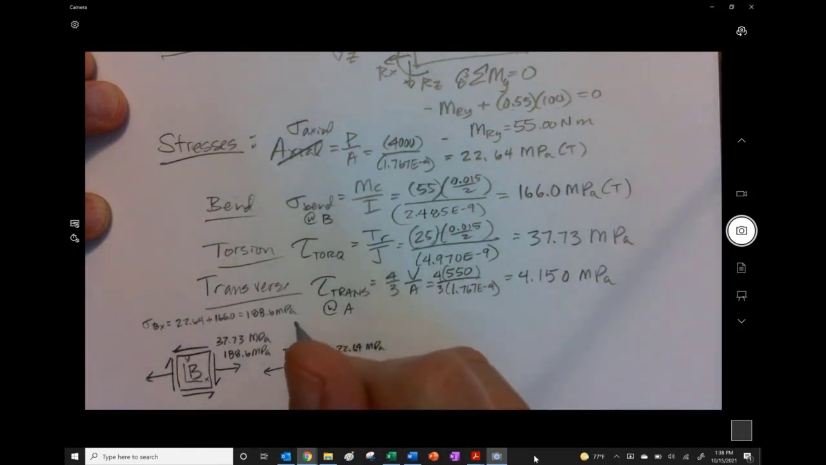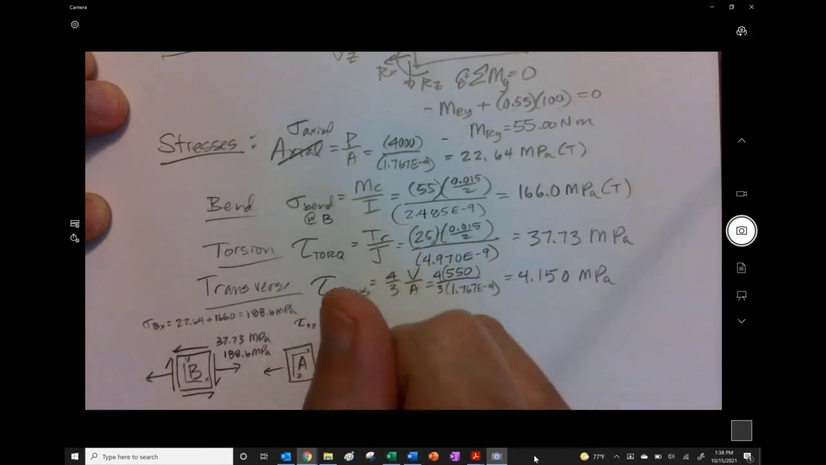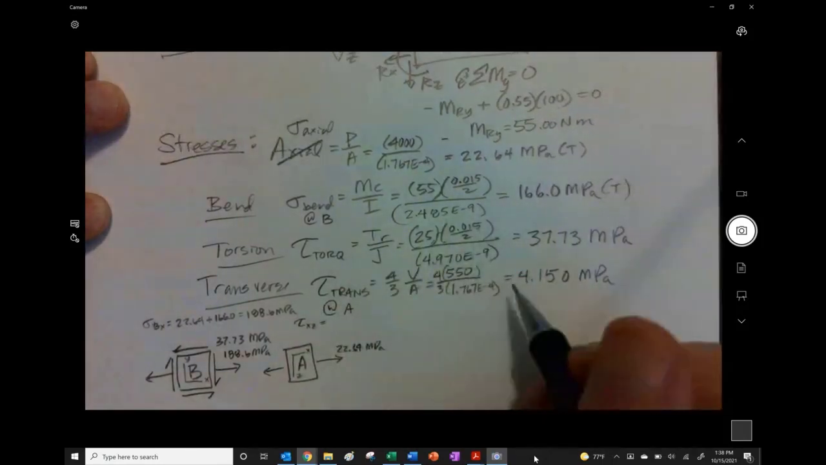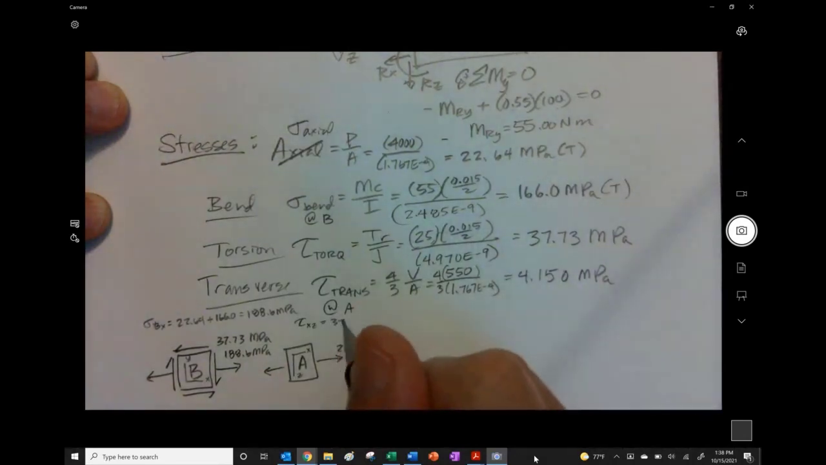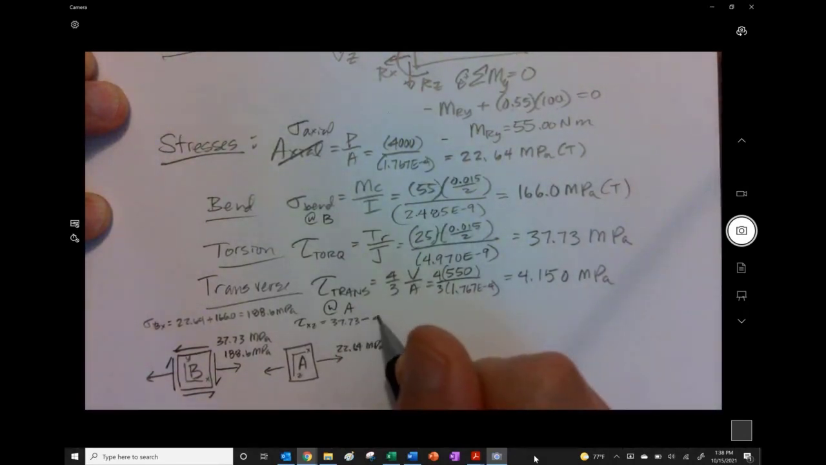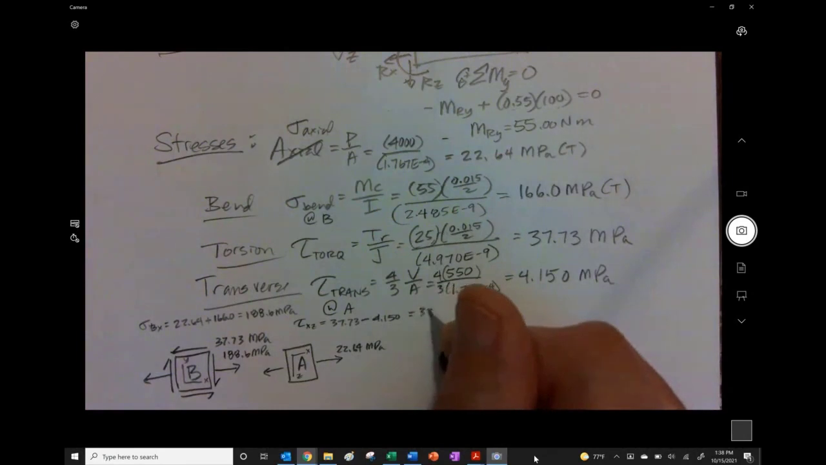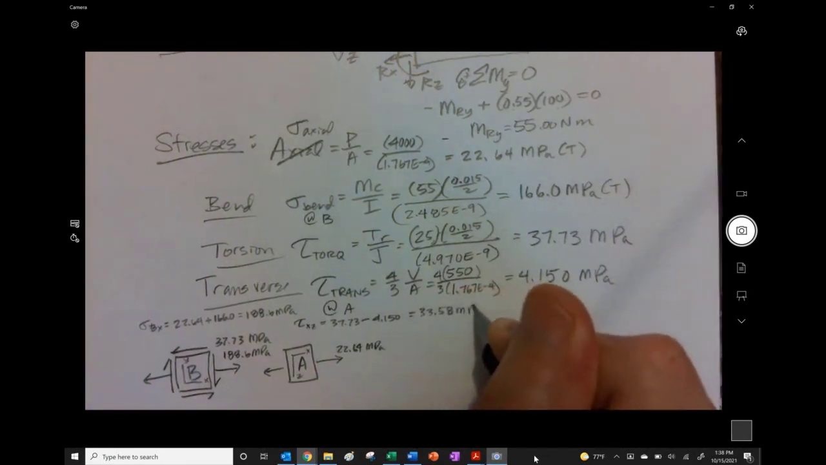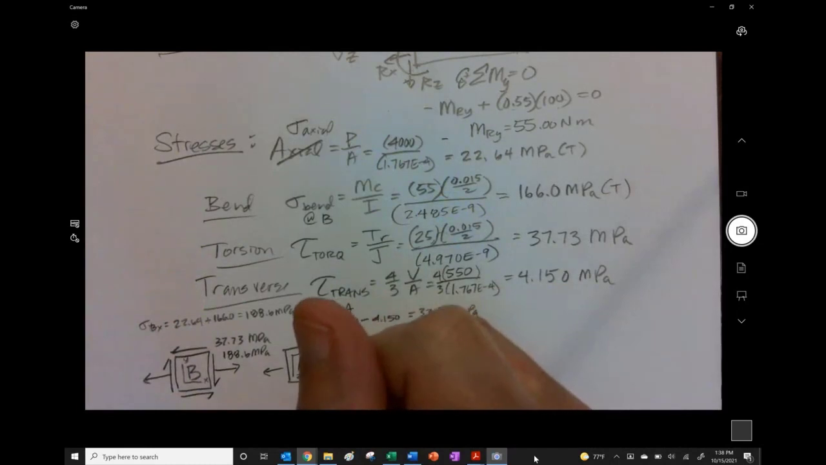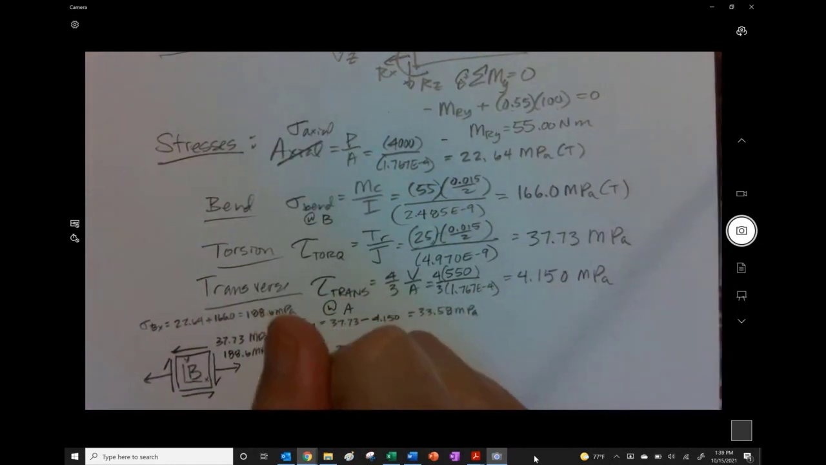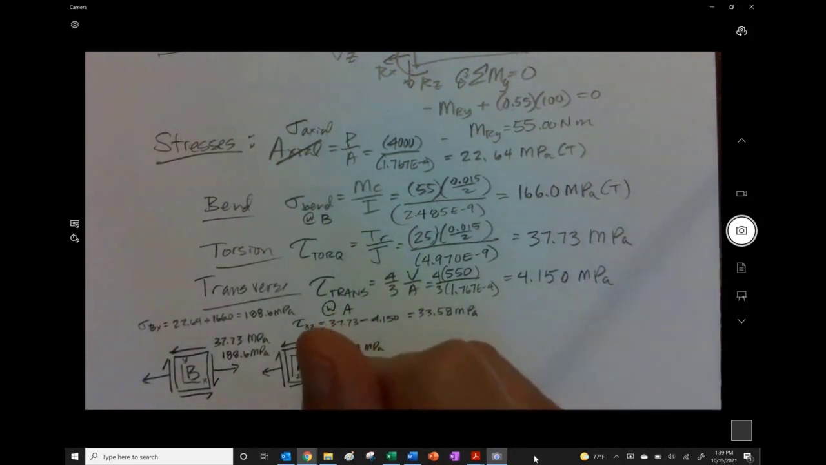And now the tau, and we would call that maybe XZ right there because it's in the XZ plane, is going to be our 37.73 minus our 4.150. 37.73 minus 4.15, we get 33.58. And it too is going to be in that direction, albeit, of course, it's not as much as the other one. So here's your 33.58.